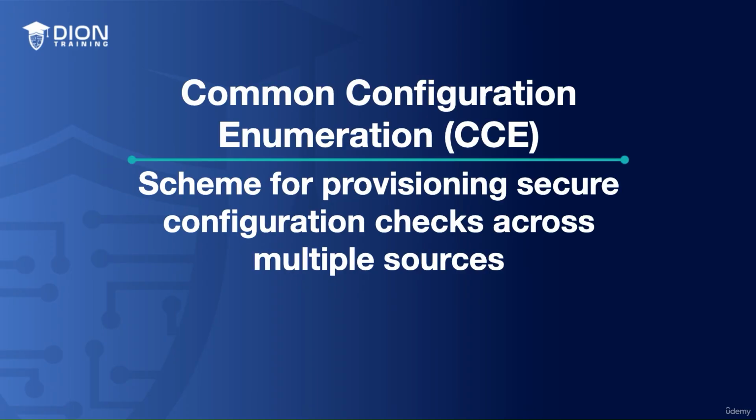The CCE is a scheme for provisioning secure configuration checks across multiple sources. Essentially, CCE is a collection of configuration best practice statements that allows us to have these configurations and then use an automated tool to verify they're actually being properly used. The Common Configuration Enumeration will then go ahead and provide us with the unique identifiers for different system configuration issues. That way, we can quickly and accurately get a correlation of the configuration data across multiple information sources and tools.